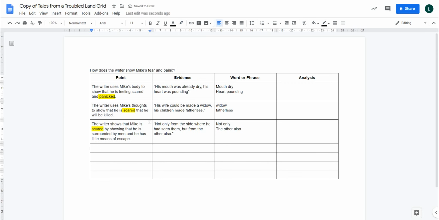So your task today is to fill in your version of this grid. I will leave these examples in for you so that you've got them to work from and that you can look at them alongside this video. And you're aiming to fill in now 2 to 3 pieces of evidence of your own and points to go with them.